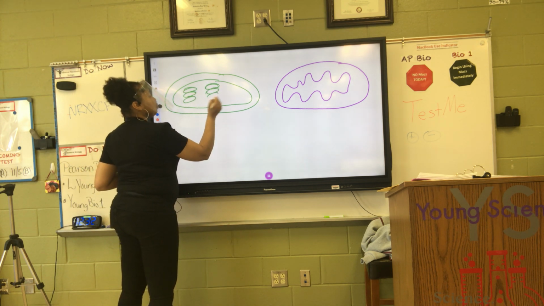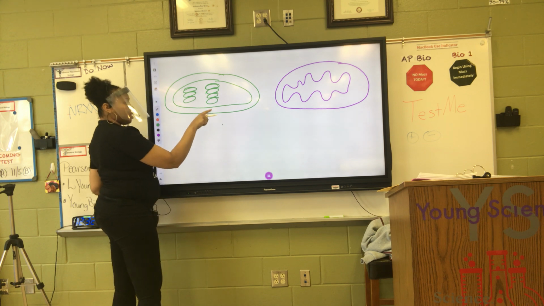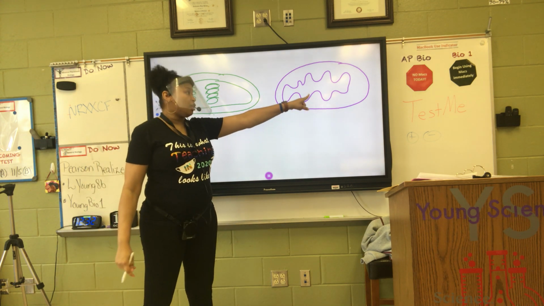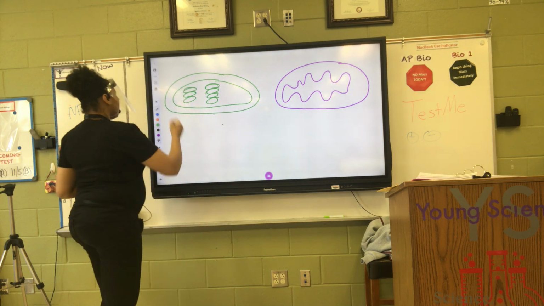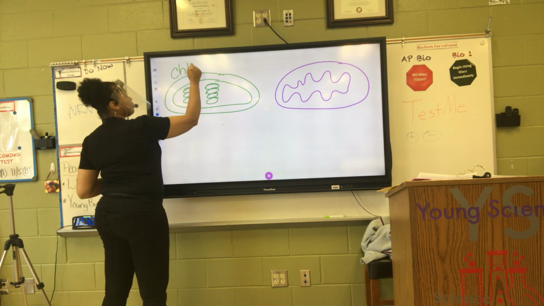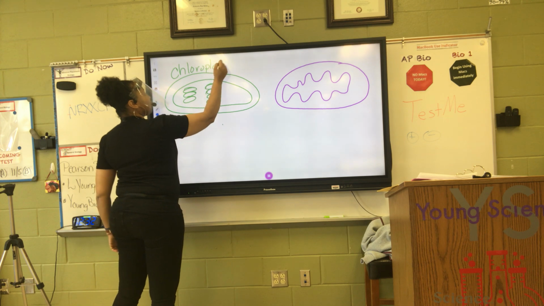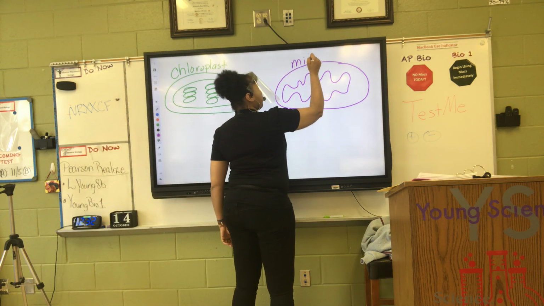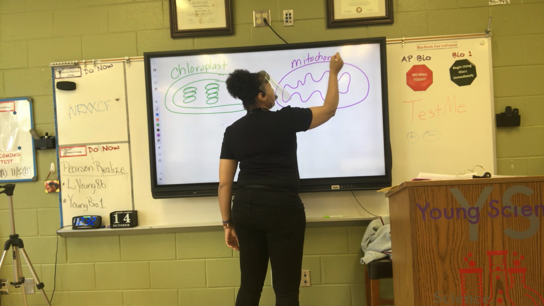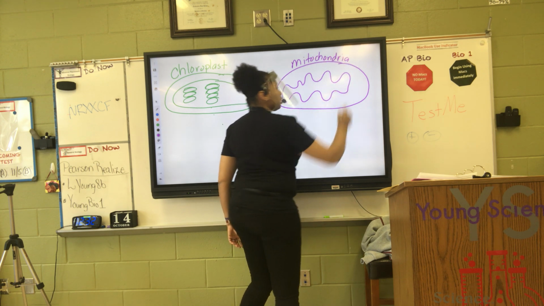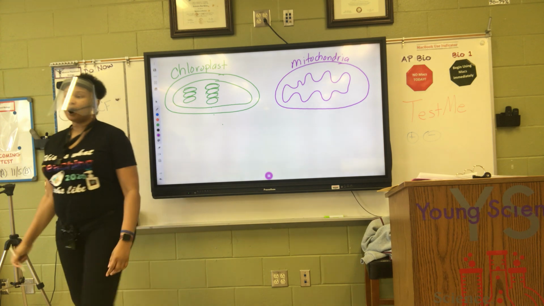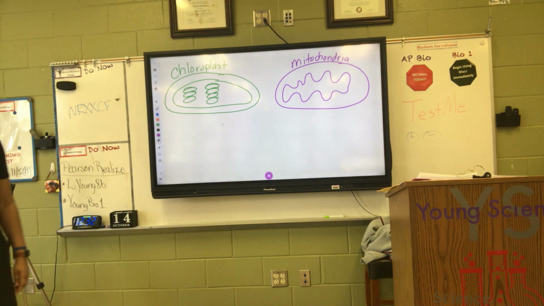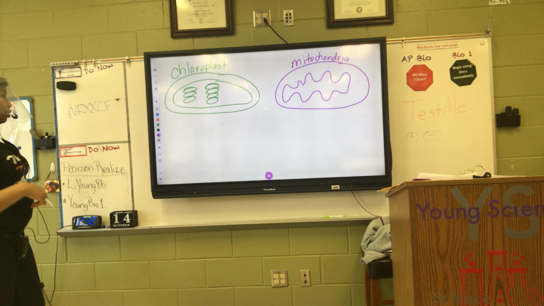So it has two membranes. It has an inner membrane and an outer membrane, as well as this one has an inner membrane and an outer membrane. So this one is chloroplast, and this one is mitochondria. Now, one thing I want to point out before we get to it, we do not use analogies. So do not tell me the mitochondria is the powerhouse of the cell, because most students say that and have no idea what it means. We go straight to what's going on with these.